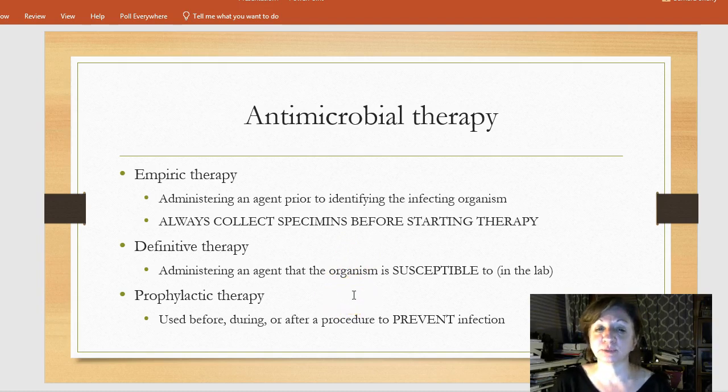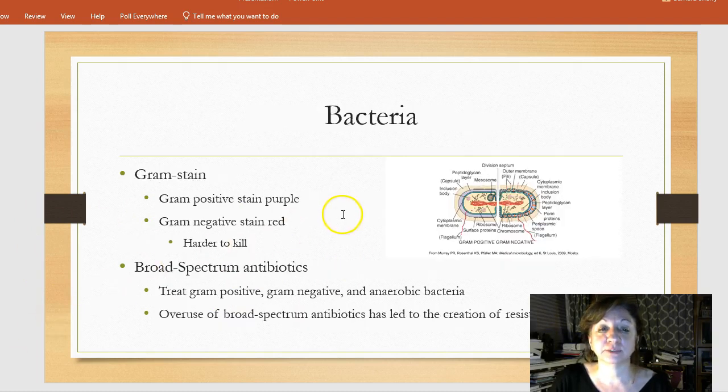Again, we like to determine what it is the organism is. So when we do a culture, it's really important to find the correct antibiotic or antimicrobial. Sometimes we use antimicrobials before, during, or after a procedure to prevent infection. We often do that: pre-op antibiotics are given, then during the procedure, and then after. So it really depends on the reasons. There are some different reasons.